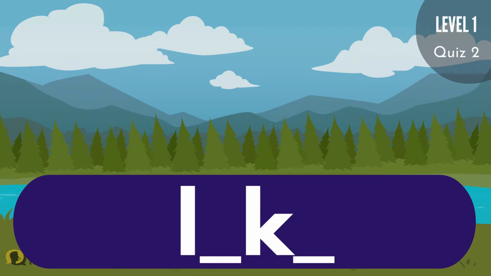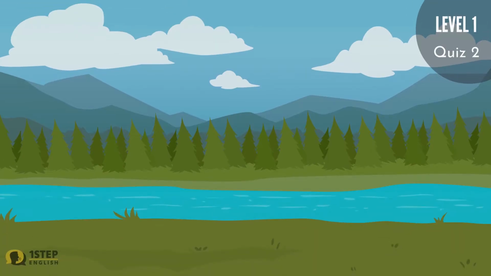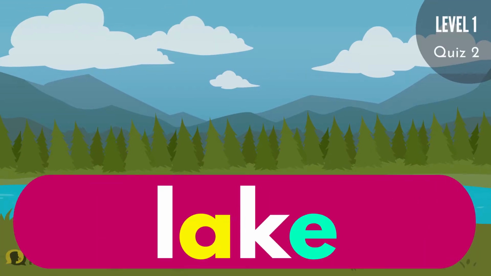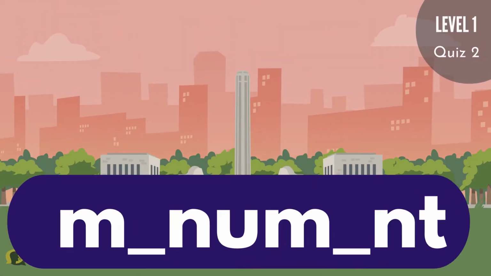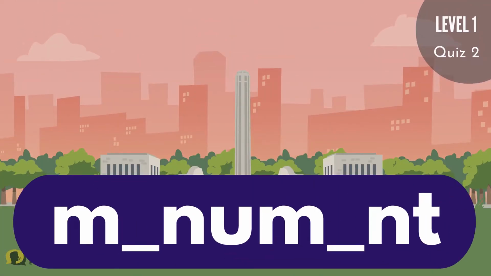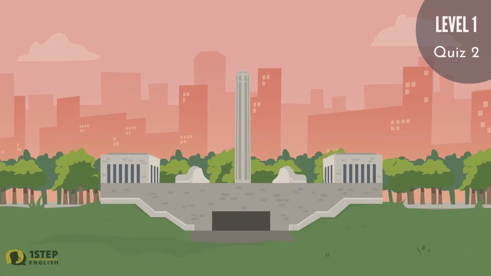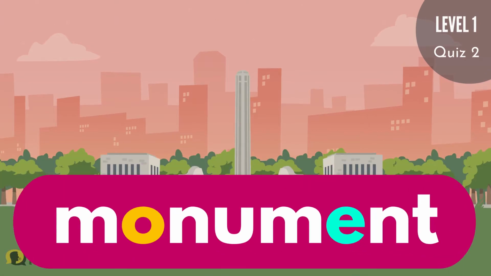Number 9. Lake. The missing letters are A and E. Lake. Number 10. Monument. The missing letters are O and E. Monument.